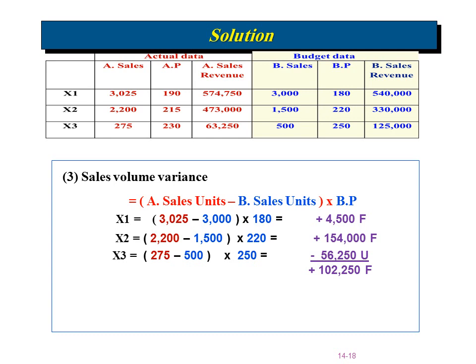positive 102,250. Okay, don't forget, the first level is budget variance. The second level, yes, analyze the budget variance into sales price and sales volume.